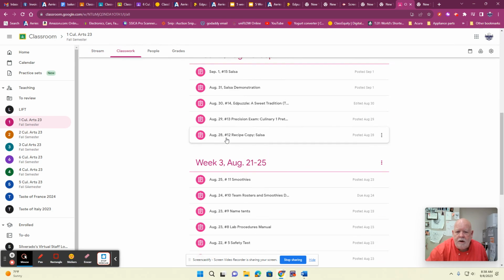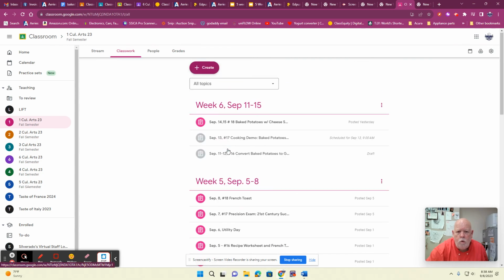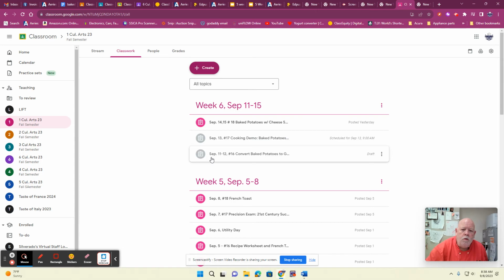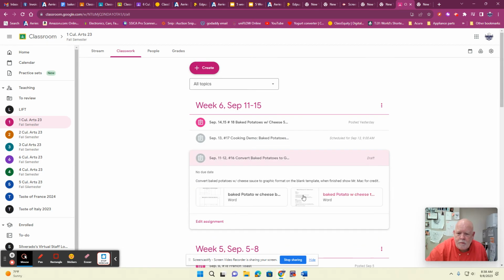Now I've organized everything by week. If you don't know what week we're in, just look at the date. Here in 2023, we're starting this assignment on September 11th. So click on that tab, and it says convert baked potatoes with cheese sauce to graphic format on the blank template. When finished, show Mr. Mac for credit.